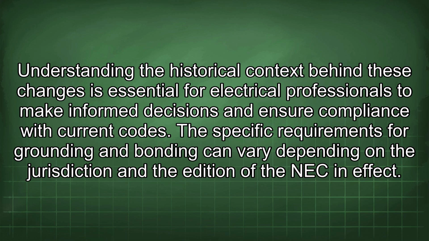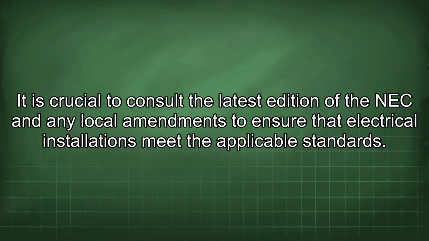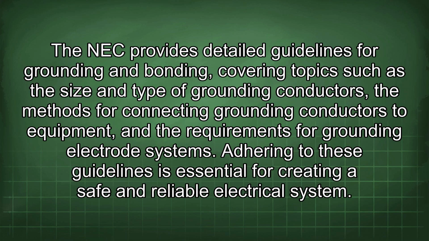The specific requirements for grounding and bonding can vary depending on the jurisdiction and the edition of the NEC in effect. It is crucial to consult the latest edition of the NEC and any local amendments to ensure that electrical installations meet the applicable standards. The NEC provides detailed guidelines for grounding and bonding, covering topics such as the size and type of grounding conductors, the methods for connecting grounding conductors to equipment, and the requirements for grounding electrode systems. Adhering to these guidelines is essential for creating a safe and reliable electrical system.